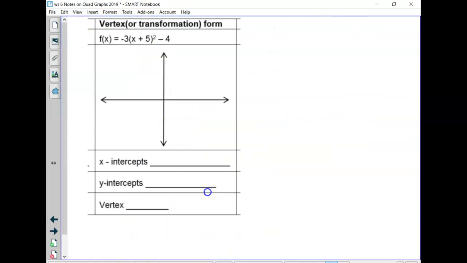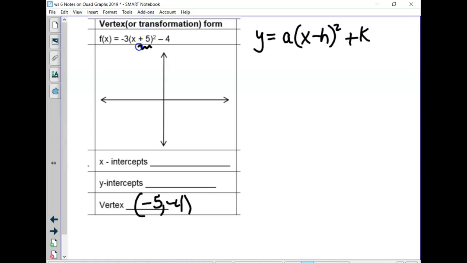Okay, so let's do some more practice. This is called vertex or transformational form. So what is it useful for? Finding the vertex. We are so smart. Where is the vertex on this? Let's write out the general vertex form, by the way. Y equals a, x minus h squared plus k. Everybody good? So for this, our vertex is negative 5, negative 4. Because it is always the opposite in here, and then keep whatever sign this one had. So negative 5, negative 4.